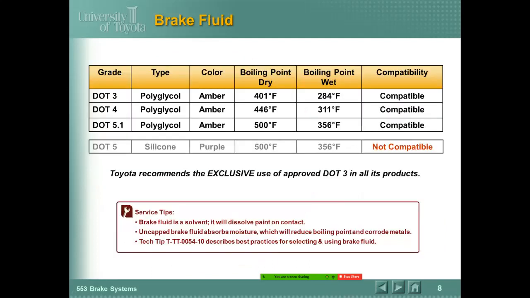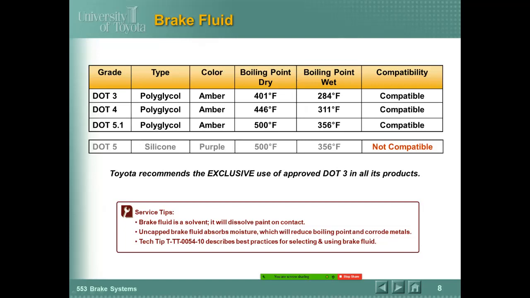Okay, so here's a couple different brake fluids that you guys are going to see out there. DOT3, and DOT stands for Department of Transportation. So we have DOT3, DOT4, DOT5.1. These are all polyglycol. They're amber in color, and you can see our dry boiling points. You can see our wet. This is the minimum it can be. They're all compatible, but I will tell you, if the vehicle came with DOT3, you put DOT3 back in it. The viscosity of these fluids could be different, and that can affect the ABS braking.